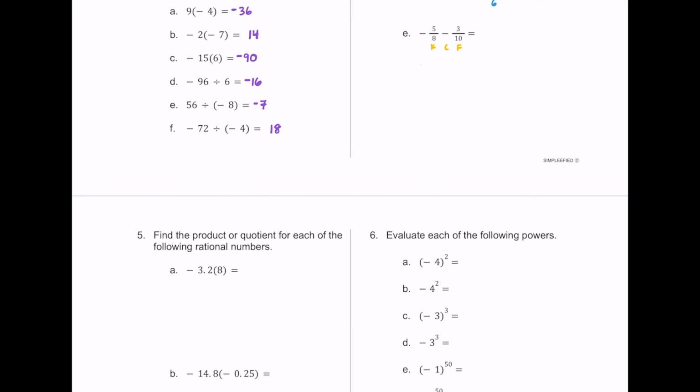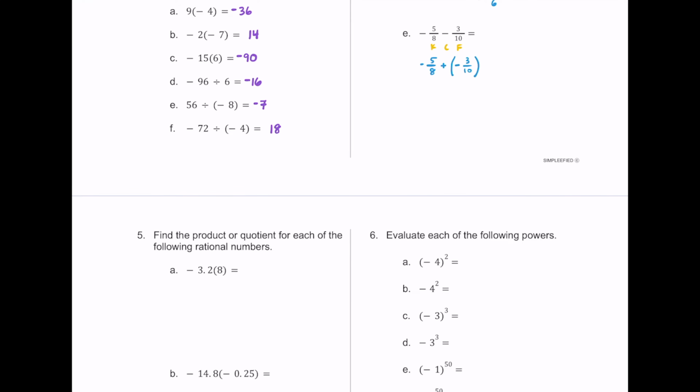So rewriting this difference as a sum, we would have negative 5/8. That's our first fraction, and we're going to add the opposite of 3/10. The opposite of 3/10 is going to be negative 3/10. Okay, so we're really adding two negatives here, so we're going to add their absolute values later.